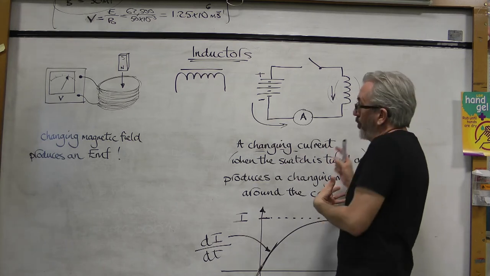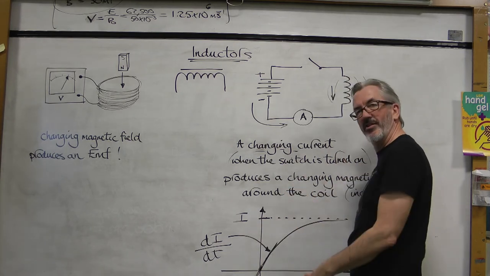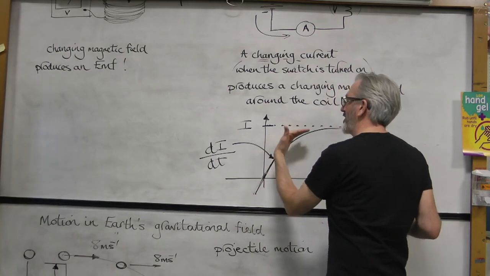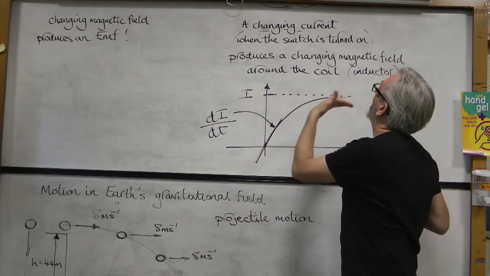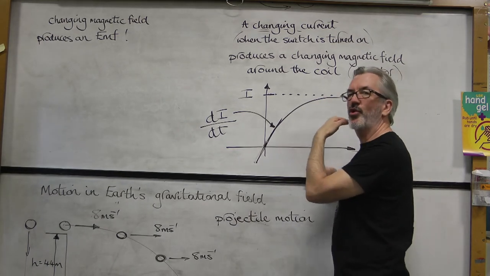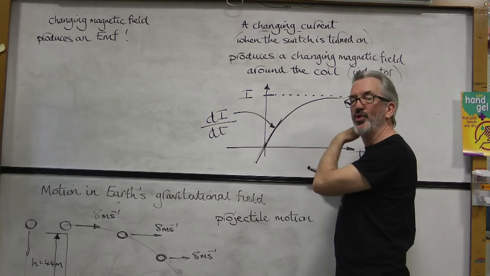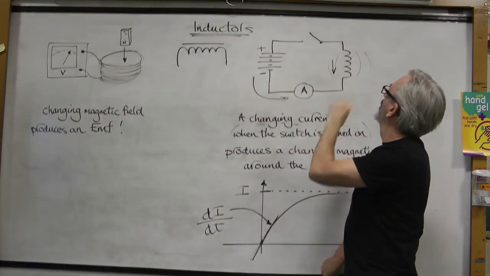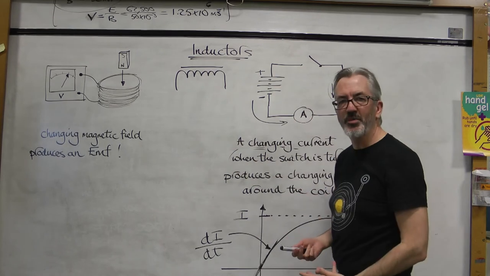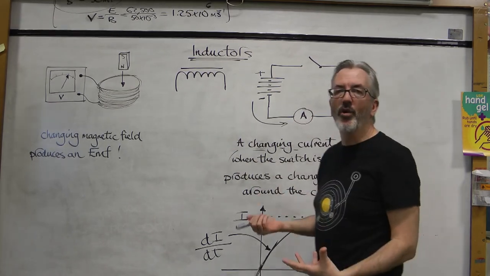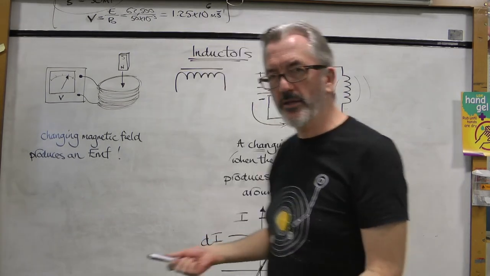But then as you oppose the rate of change of current, as the rate of change of current decreases, the back EMF decreases, and the circuit stabilises with a constant current where there's no change in current anymore, there's no change in magnetic field anymore, and the circuit just behaves like a normal resistive circuit.